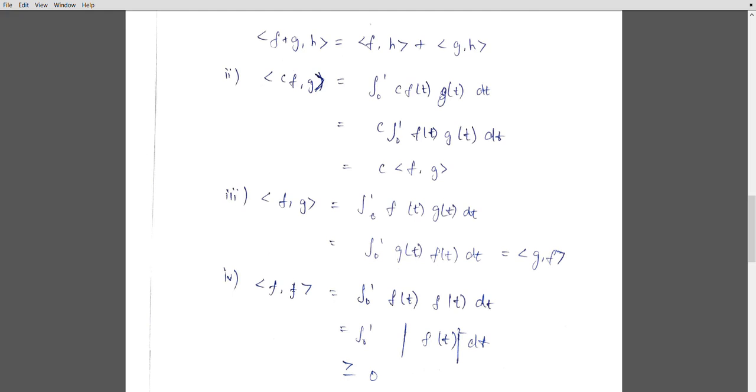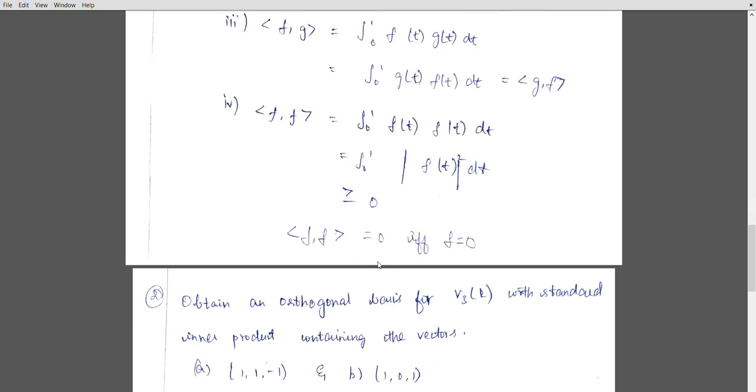And then the final one is the inner product of f comma f. We can substitute it as the integral of 0 to 1 f of t into f of t, both being f of t, so we get modulus of f of t whole squared dt, which is greater than or equal to 0. Hence the inner product of f comma f is equal to 0 if and only if f is 0. This is the final result we obtained here.